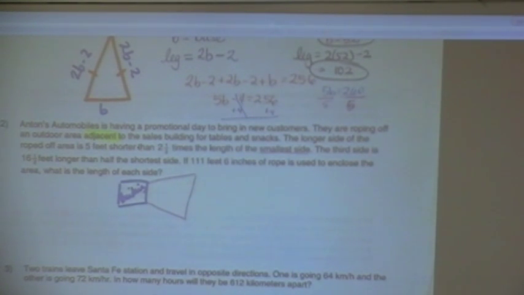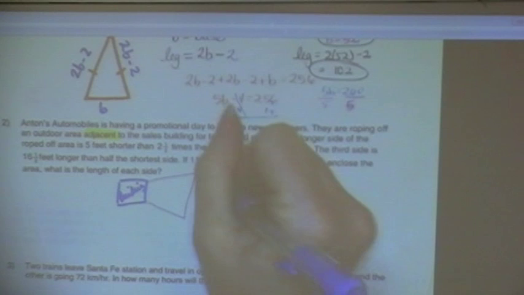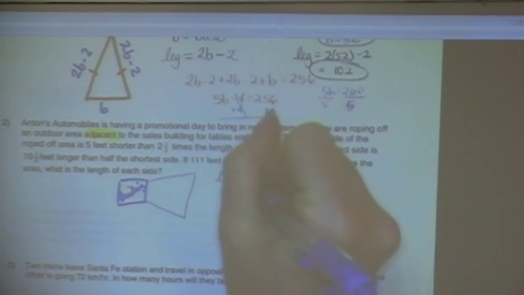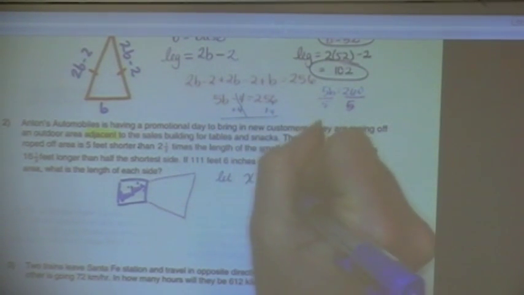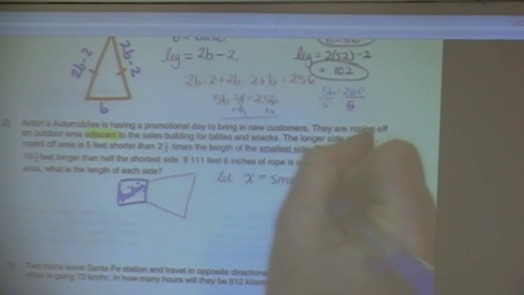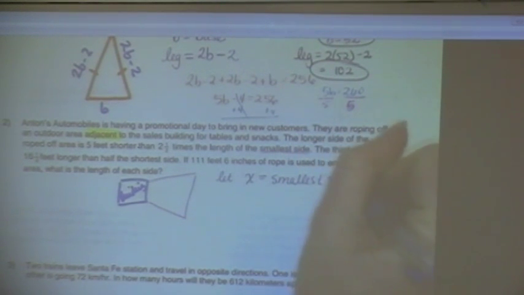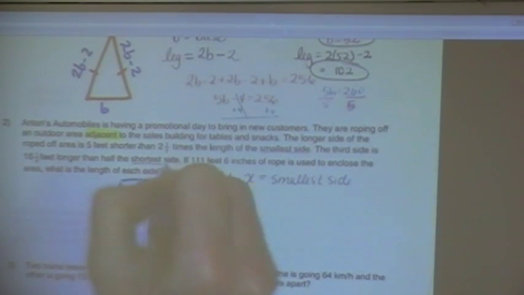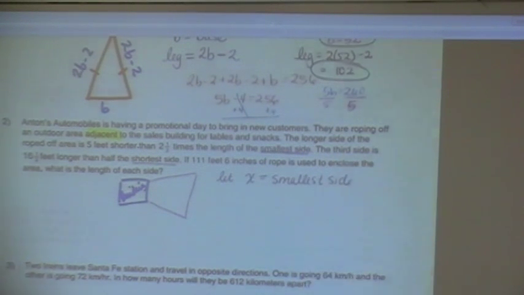So now I do not use S's. You are welcome to, but when I use S's and my 5s all start to look alike, and then I end up adding an S to something a little more. So I'm going to use X instead. I'm going to say, let X equal the smallest side. Because in both of these, one said shortest, one said smallest, but it's basically the same thing. If I know that, I can figure the rest of it out.